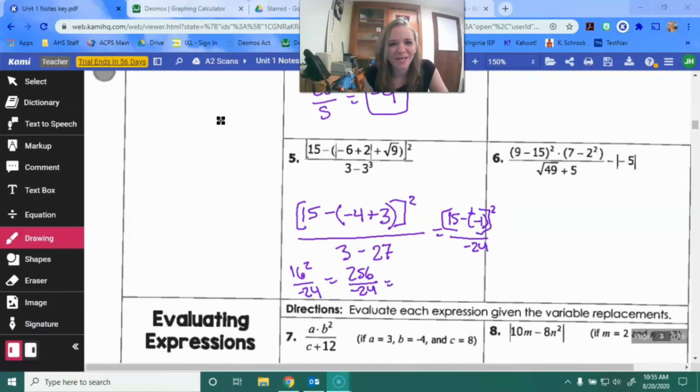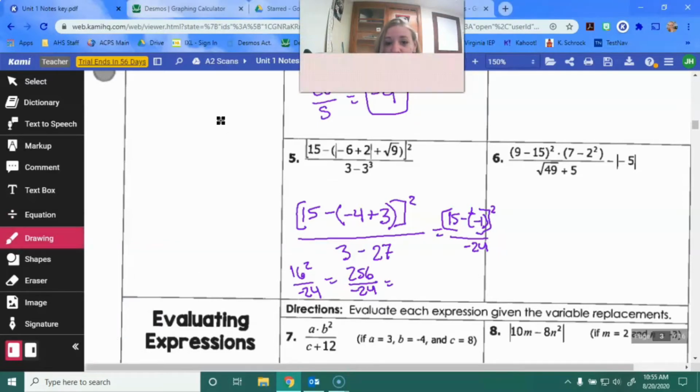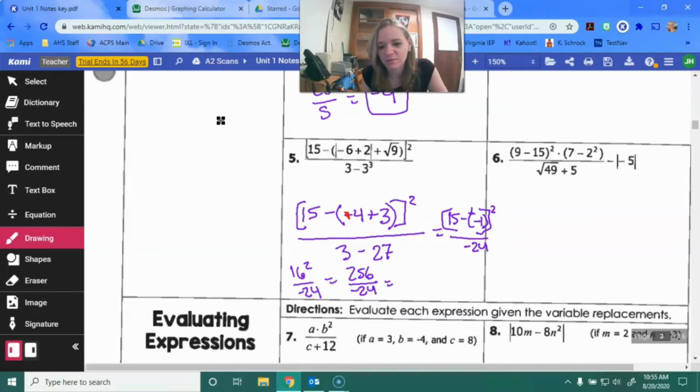All right, did anybody catch my mistake? Well, I would give out extra credit if this was live, but since it's not, yes, I did make a mistake. We're more apt to make mistakes when doing this by hand. Right here, negative 6 plus 2, but I didn't take the absolute value, so that should be positive 4. All right, so let's go back and fix all this.